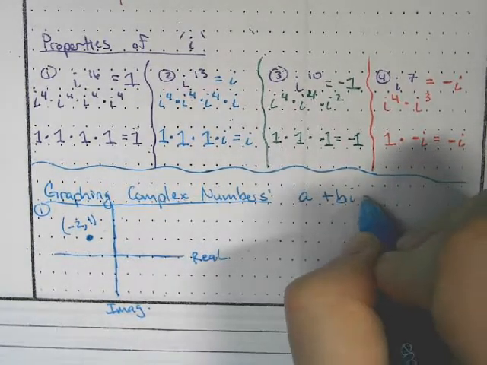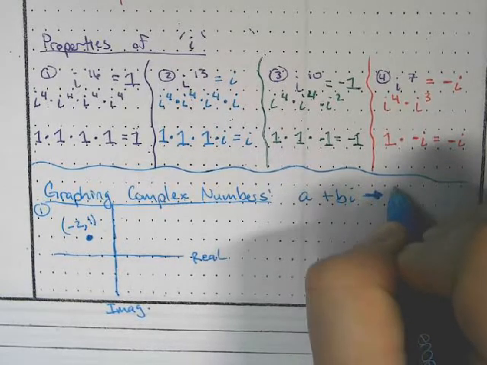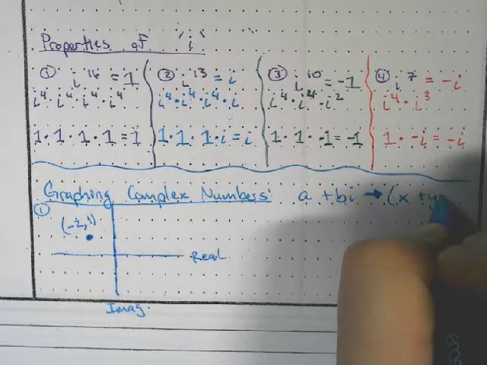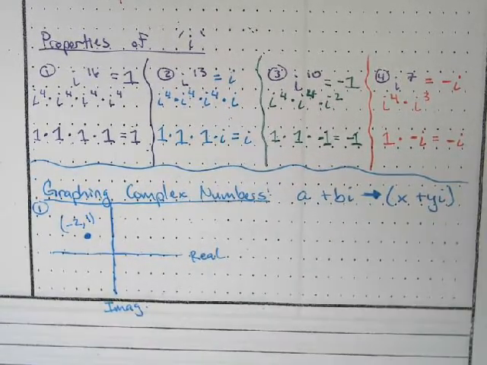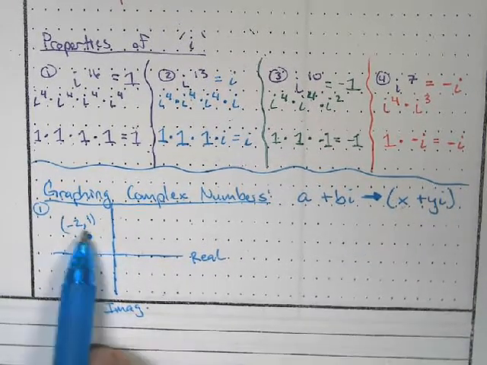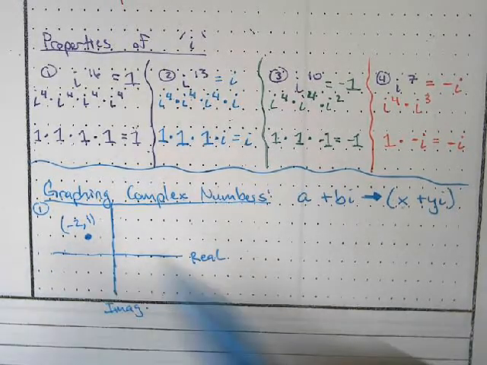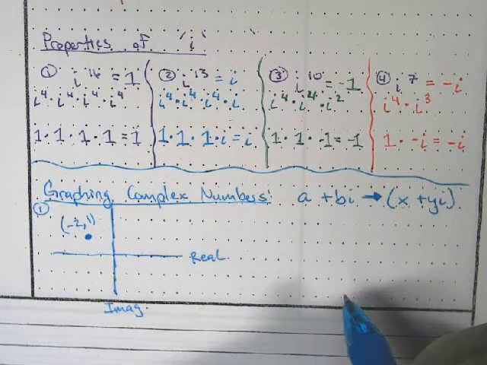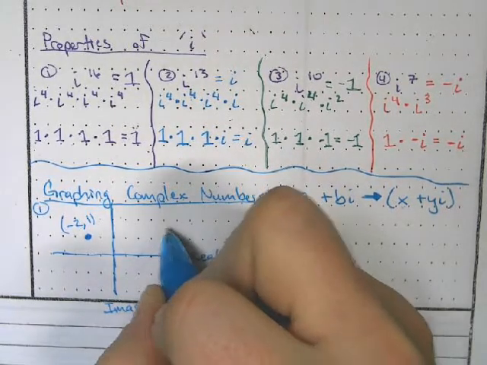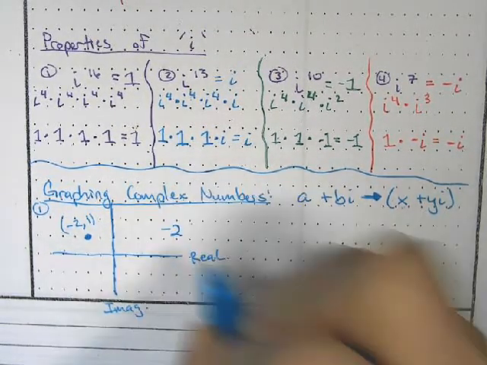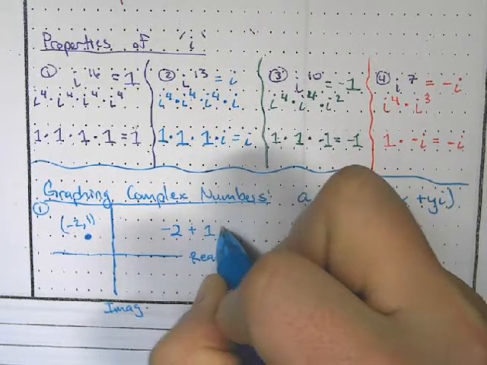And for what we're doing, we can almost think of it as x plus yi. It's kind of how we think of it on the complex plane. My x value, my x coordinate, plus my y times i. So the solution to this one would be, the complex number would be -2 plus 1i.